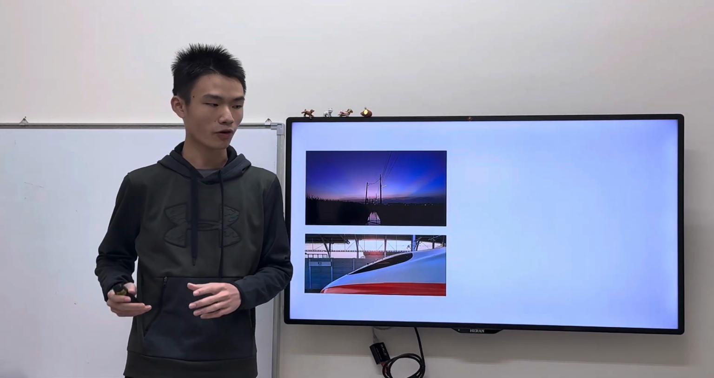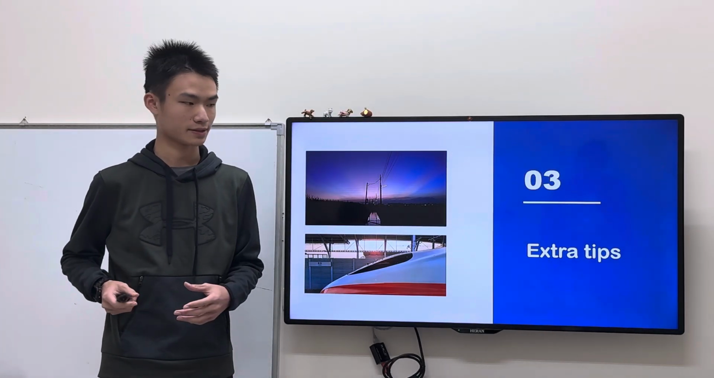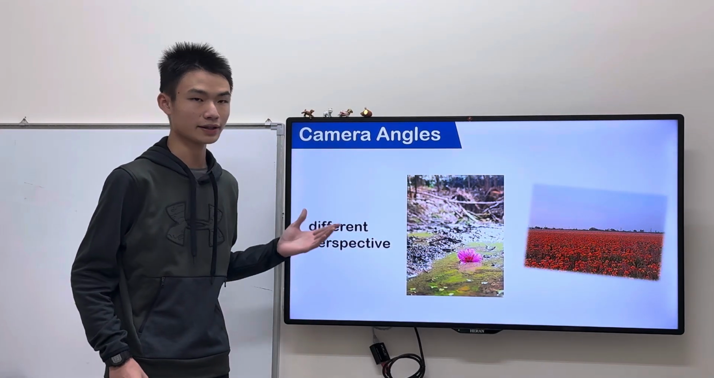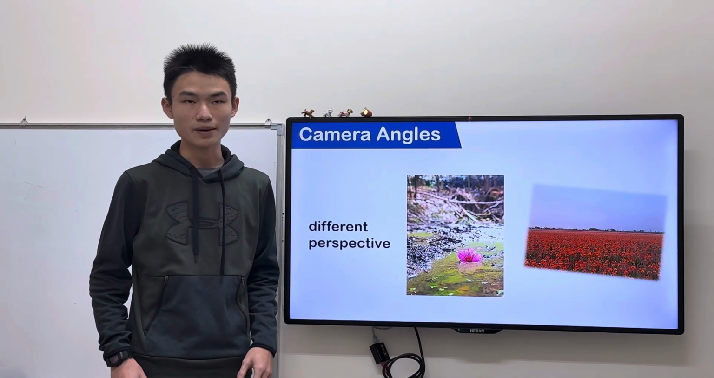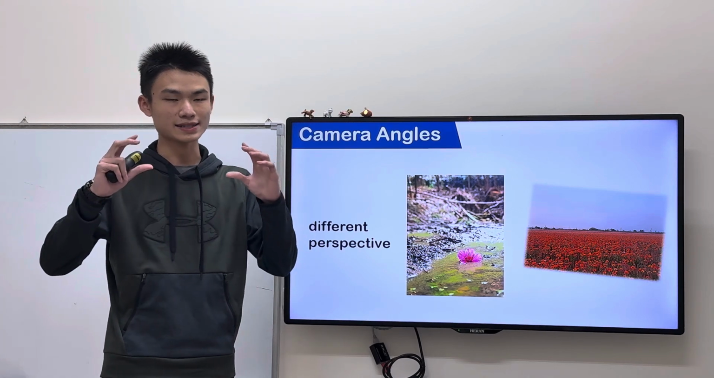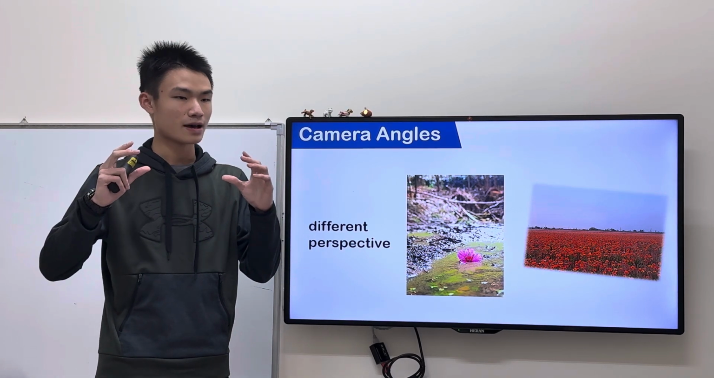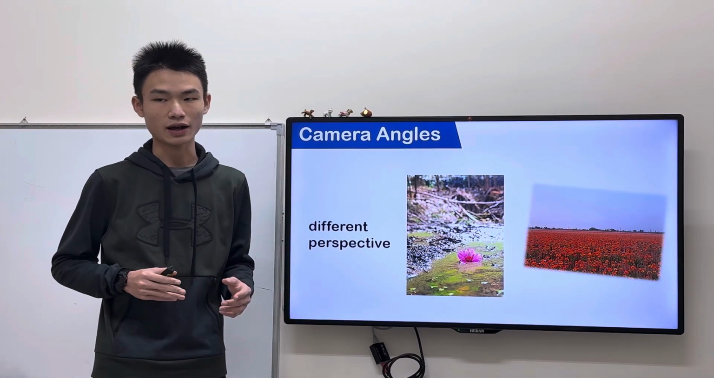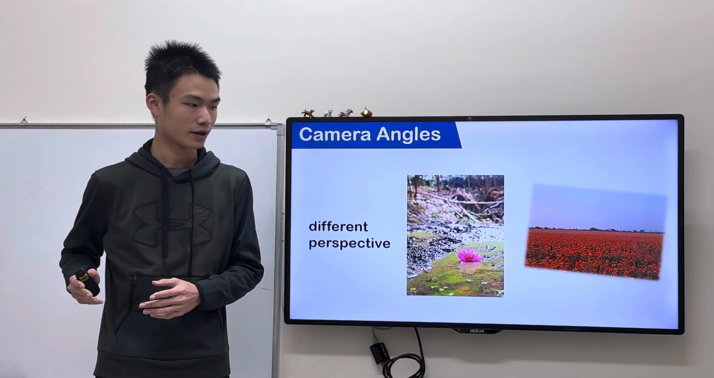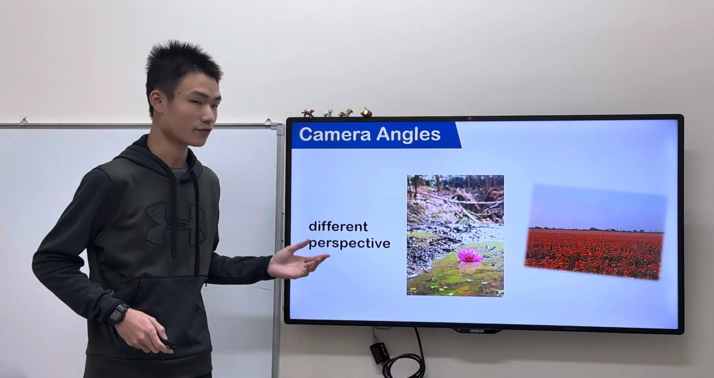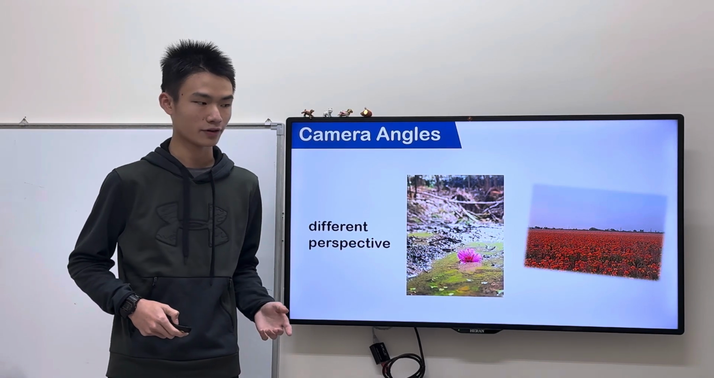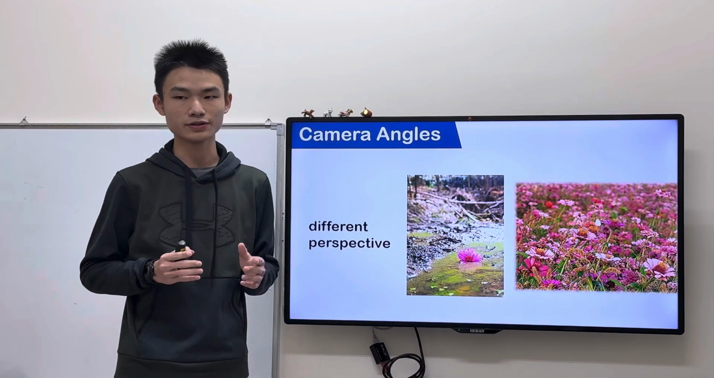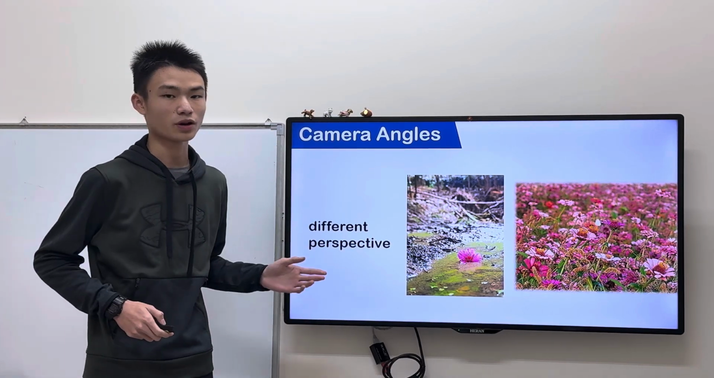Finally, I'm going to provide some extra tips. The first one we have to pay attention to is the camera angle. Most of the time, we tend to hold the camera as high as our eyes. But the result may look normal because it is just like what we see in our daily life. In order to create a different or creative perspective, we can try to lower our camera or get close to the subject. These photos look better, right?